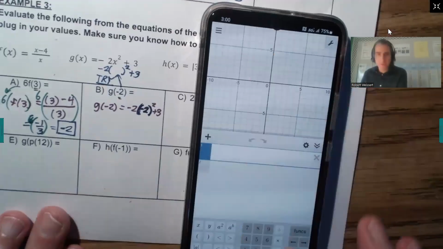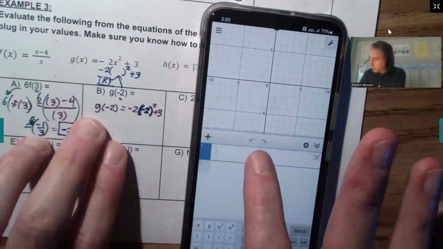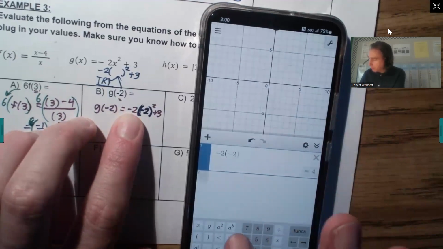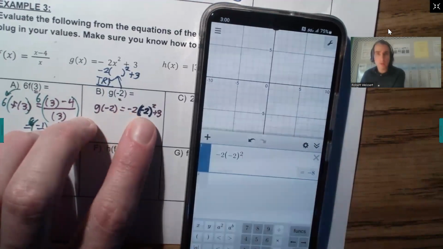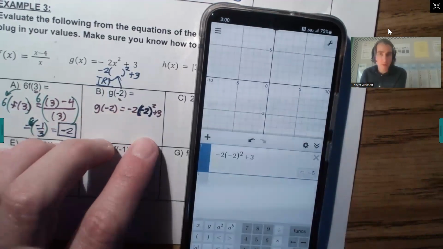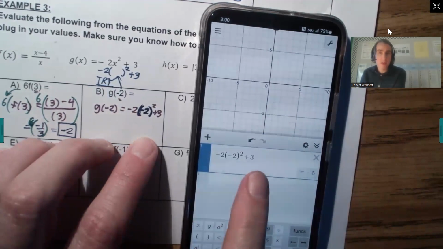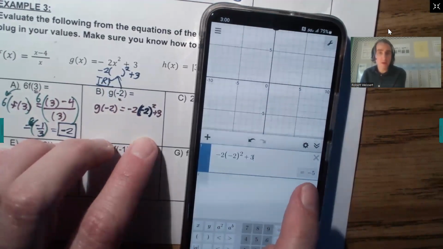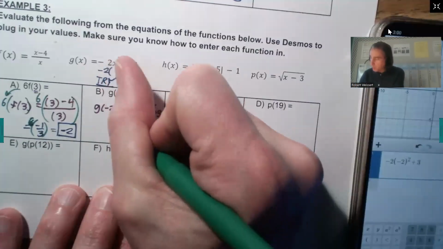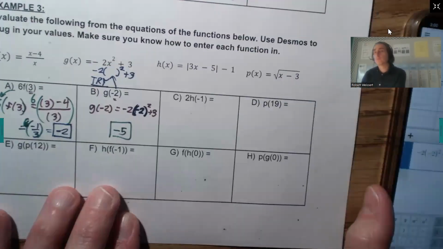All right, I'm going to put the Desmos on my phone just to make it easier to see what I'm doing. So negative 2, parentheses, negative 2 again, close the parentheses up. Now to square it, you can hit the square button, but then you can say plus 3. If you're on your Chromebook, obviously it's a little bit easier to type it out, but that can be done just like that, and you can see the answer is going to be negative 5. So I'm not going to show the steps on that. You will get negative 5 as your output.